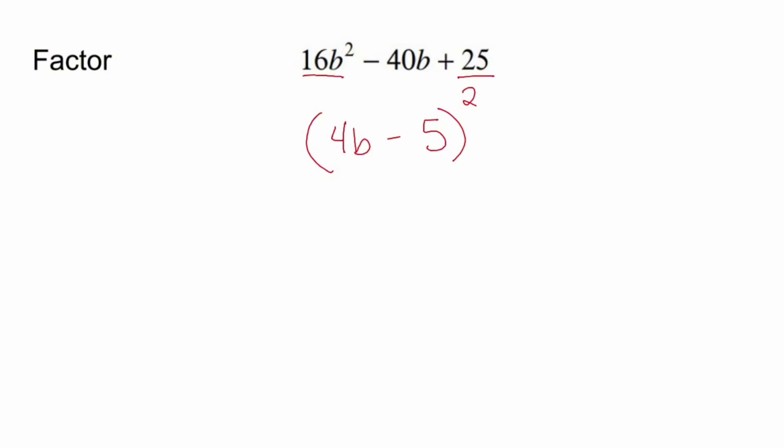Now, how do I know this works? Well, the middle term is going to be 2 times 4b times negative 5. So 2 times 4b times negative 5 is 2 times 4, which is 8. 8 times negative 5, which is negative 40, and then b. So this is indeed a perfect square trinomial, and this factors out to look something like that.